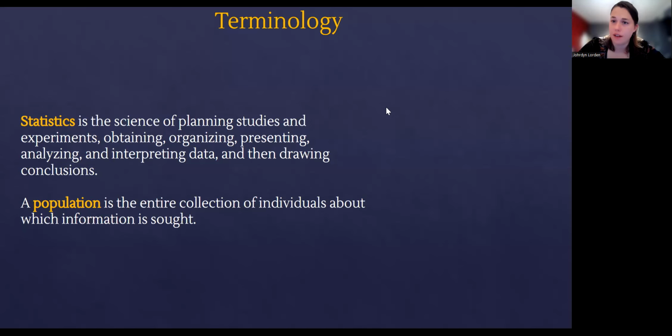So to start us off, statistics is the science of planning studies, experiments, obtaining, organizing, presenting, analyzing, and interpreting the data, and then drawing conclusions. So this is important because we're not actually going to be doing a ton of math in this class. We are going to take data and look at it, and then we're going to interpret it. And that's important because computers and calculators can do a lot of stuff with data. They can give us a lot of numbers. We don't really have to do the math on that.